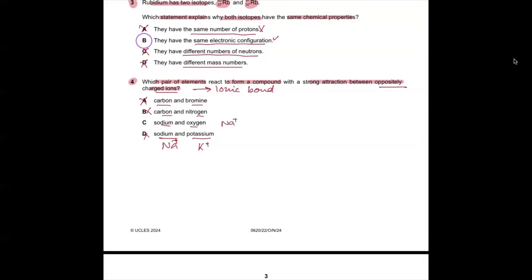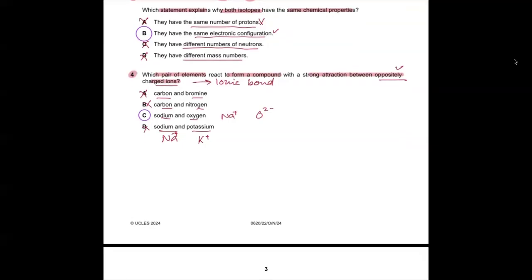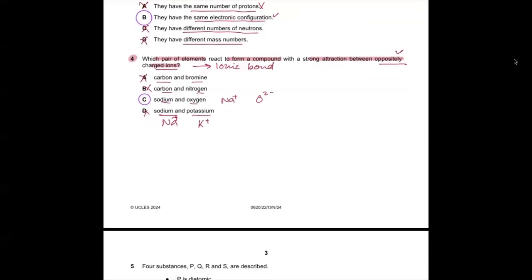Sodium and oxygen: sodium becomes Na+ and oxygen becomes O2-, so oppositely charged ions. C is the correct answer because the compound formed has both positive and negative ions. Carbon and nitrogen, and carbon and bromine, in A and B don't form ions. In D, both are positive ions, so we don't have oppositely charged ions.